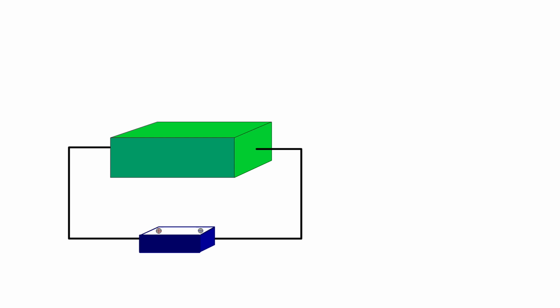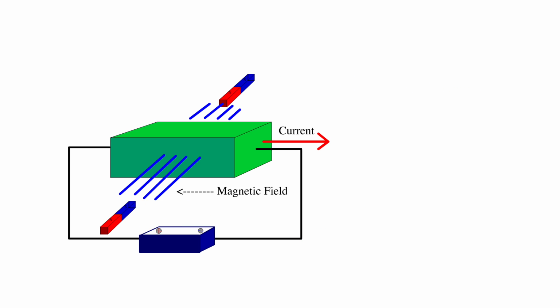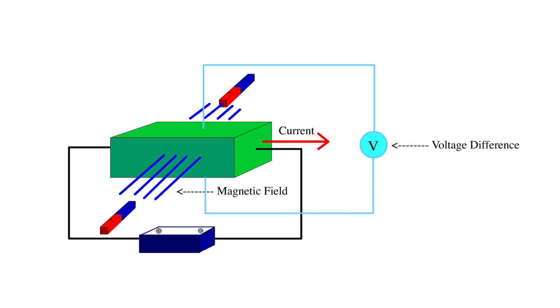So let's first assume that we have a conductor connected with two electric cables and a battery. And we let the current flow through this conductor in the right direction. Then we have a magnetic field added to the sides. In this case, if we use a voltmeter to measure the top side and the bottom side of this conductor, we'll see a number, and that number would be the voltage difference of this conductor.